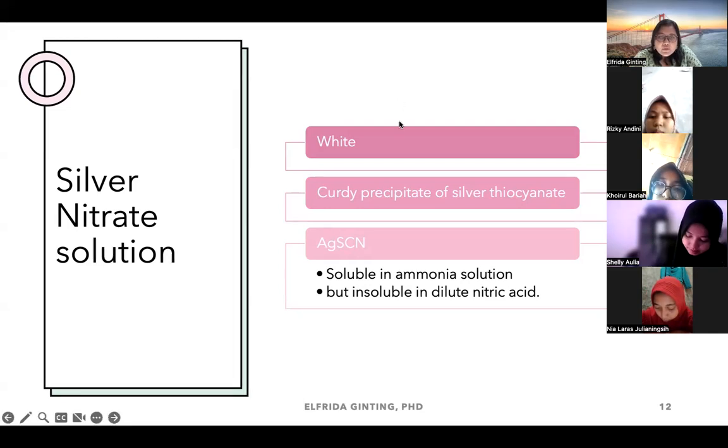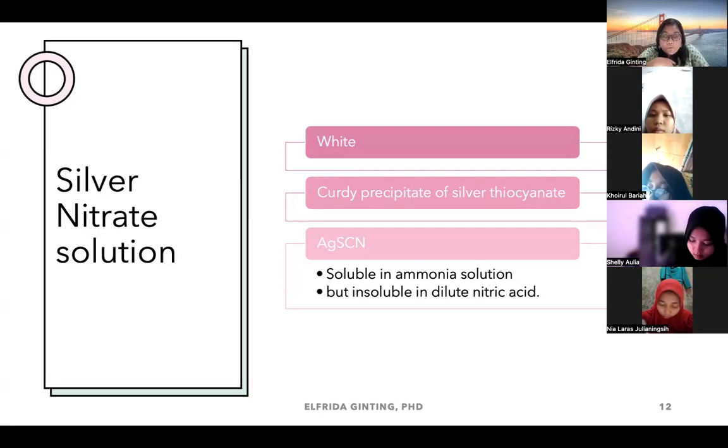So this is silver thiocyanate. You mix silver nitrate solution with thiocyanate, and then you will get silver thiocyanate. This silver thiocyanate is white and in the form of a precipitate, so it won't be soluble.